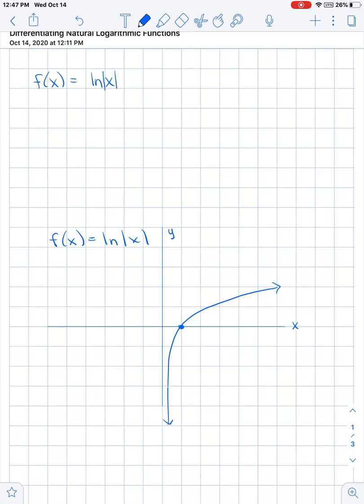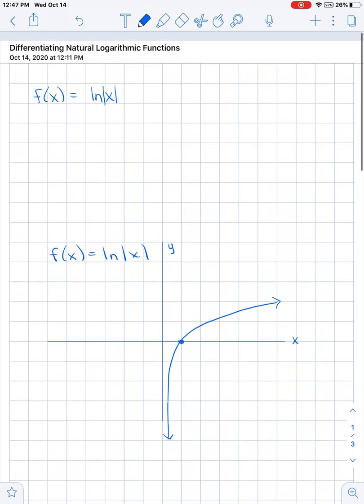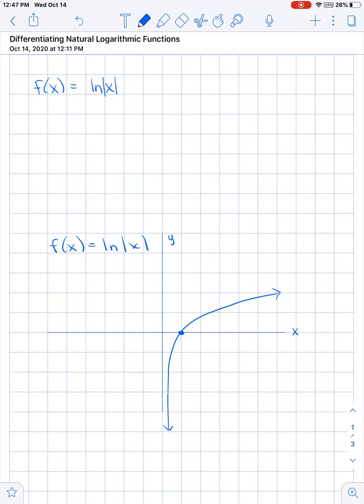In this video, we're going to look at finding the derivative of a natural logarithmic function. Before we do that, let's just talk about this natural log function for just a moment. When we find the natural log of any value, that value, x, must always be positive.